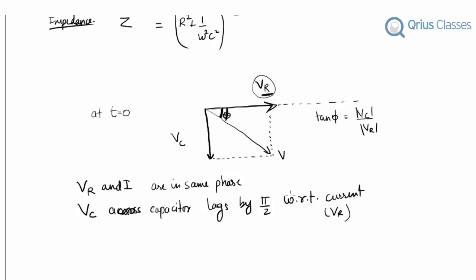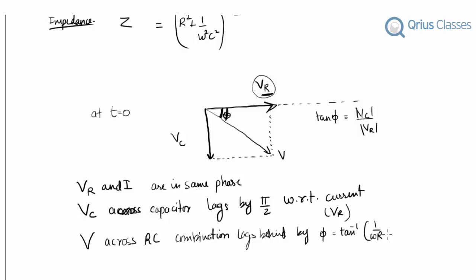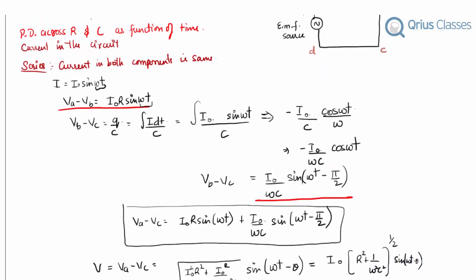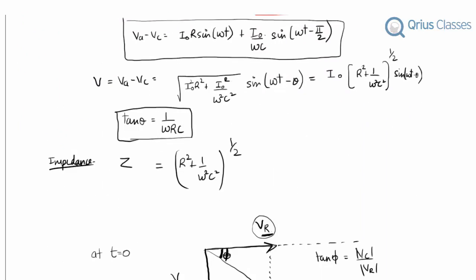And again, V across the RC combination, that is the circuit, also lags behind by phi, which is equal to tangent inverse of 1 by omega RC. So this will be the complete analysis of this circuit. Similarly, we can do our L circuit as well and our RLC circuit as well. We'll do those questions.